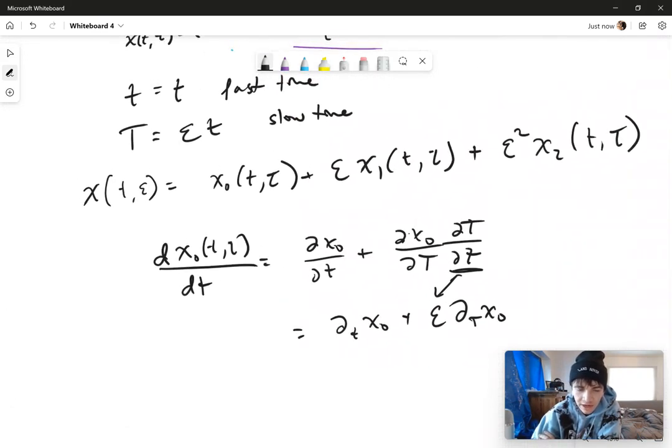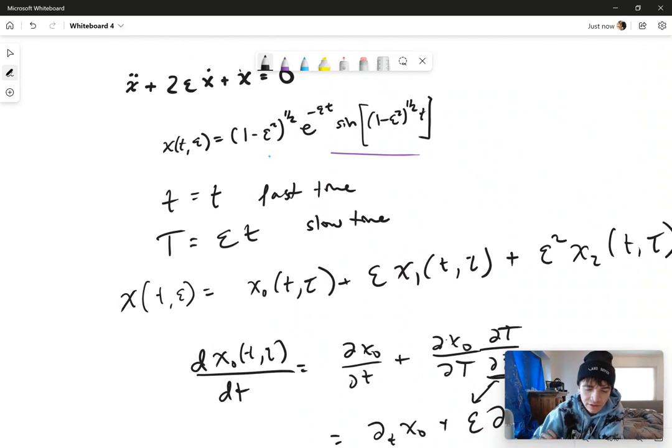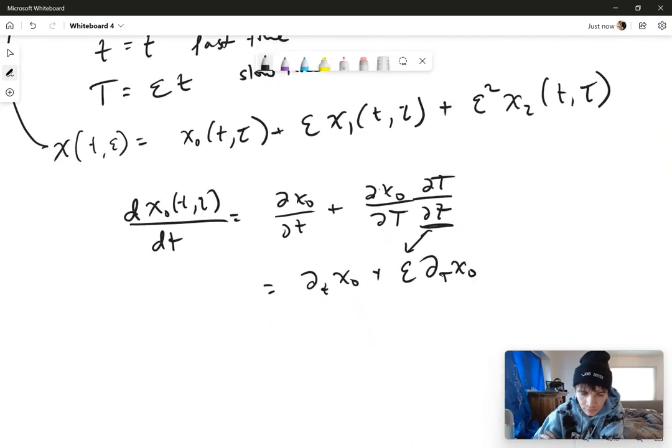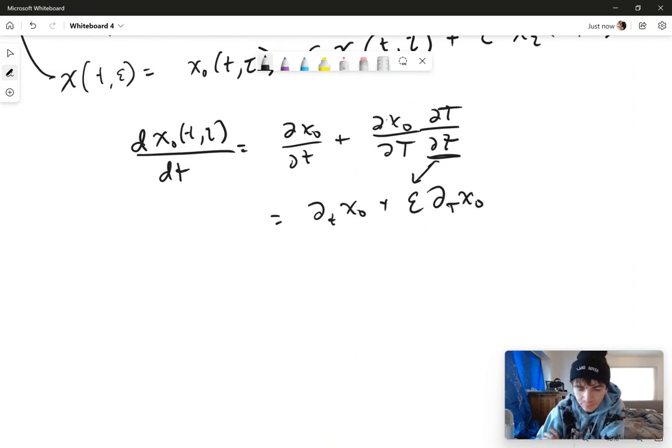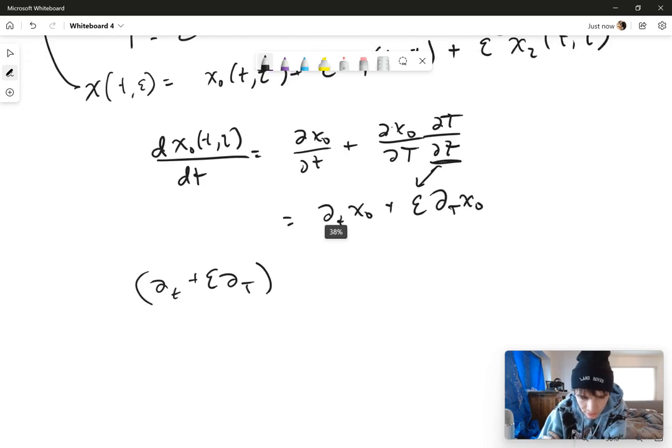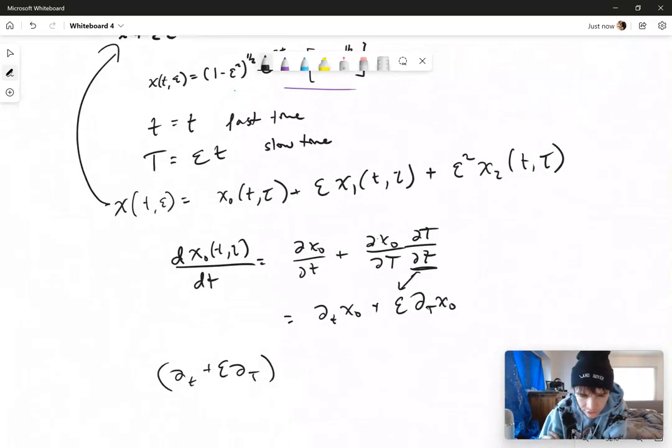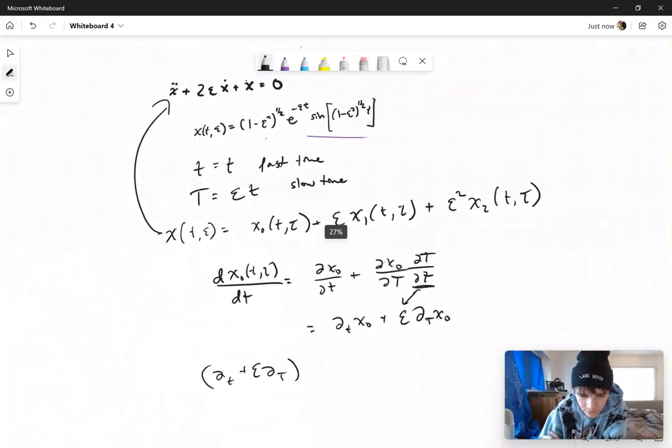And so with this in mind, I'm now going to go ahead and plug this x of t, epsilon into our equation here. And so I'm going to get, let's see here, partial t plus epsilon partial tau, squared, of x.